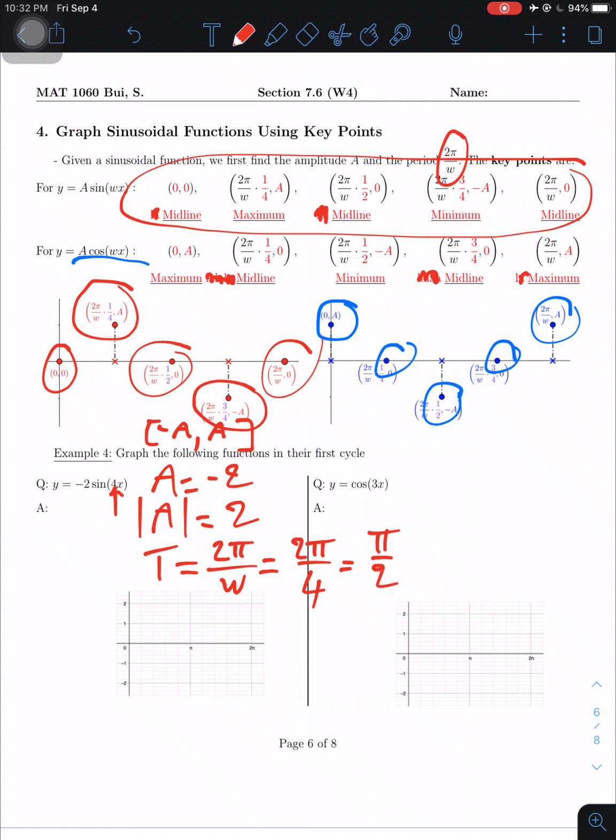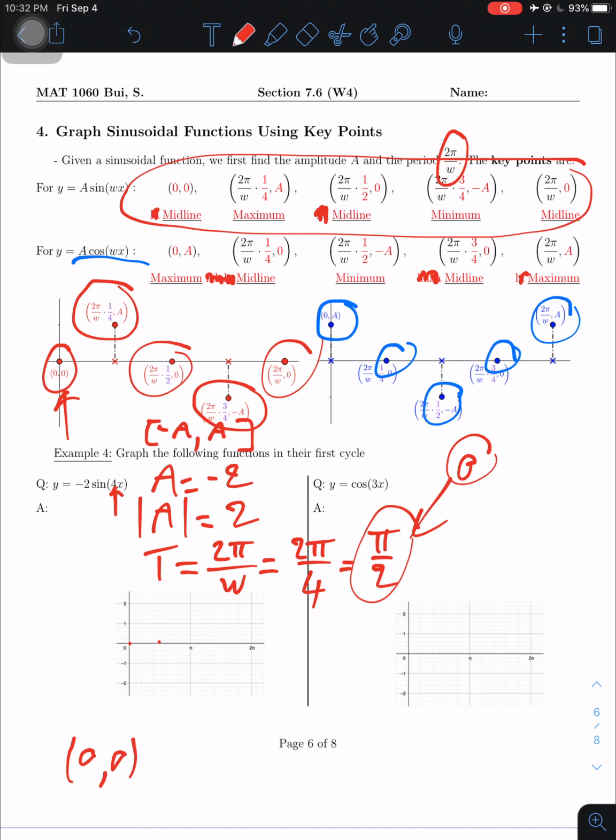So what are we going to do about that? For the first cycle, it's going to go from 0 and end at pi over 2. This is my beginning point, and pi over 2 is my ending point. And then how can we get all of them together? So first we have 0, 0.